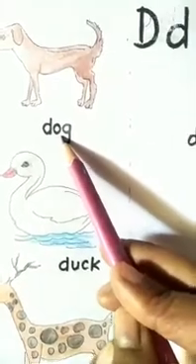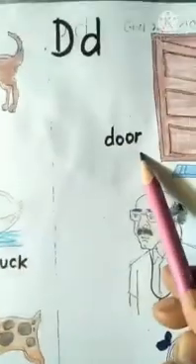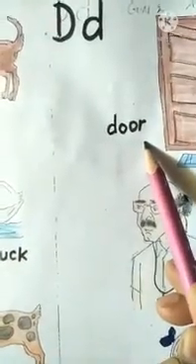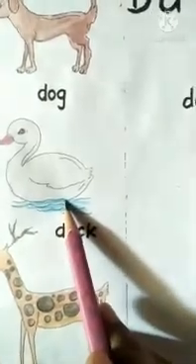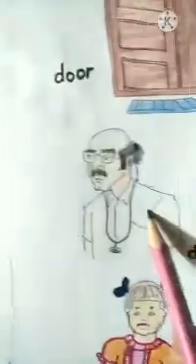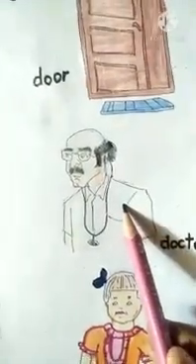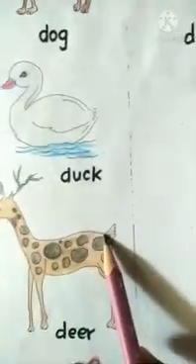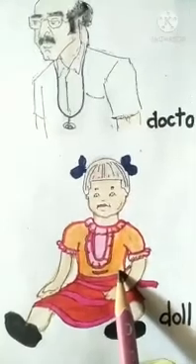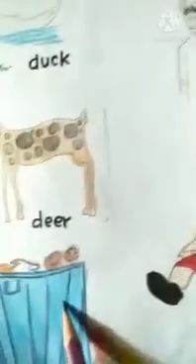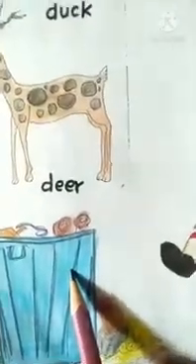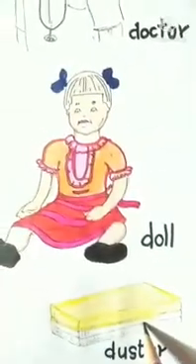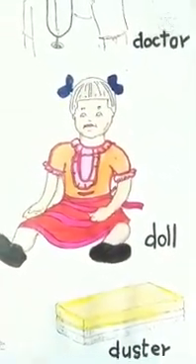Once again. D for dog. D says D. D for door. D says D. D for duck. D says D. D for doctor. D says D. D for deer. D says D. D for doll. D says D. D for dustbin. D says D. D for duster. D says D. Small cursive D.